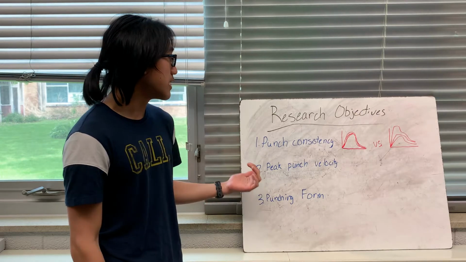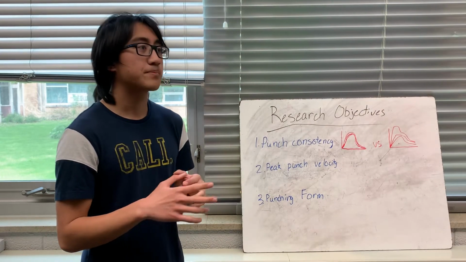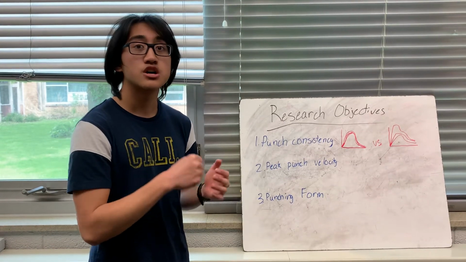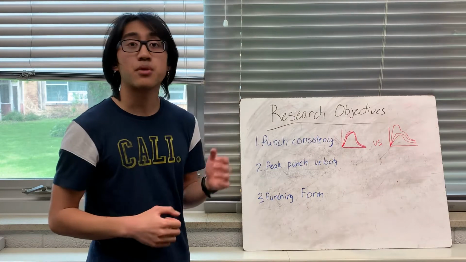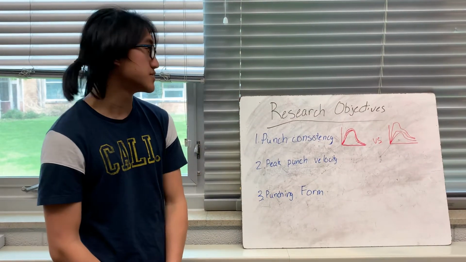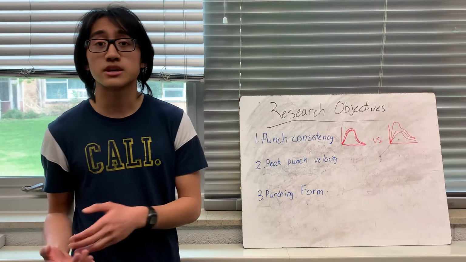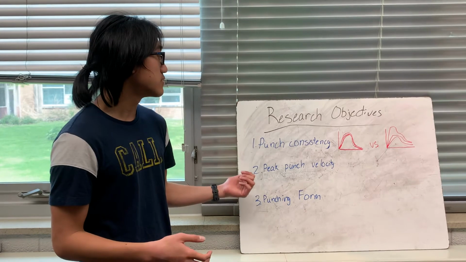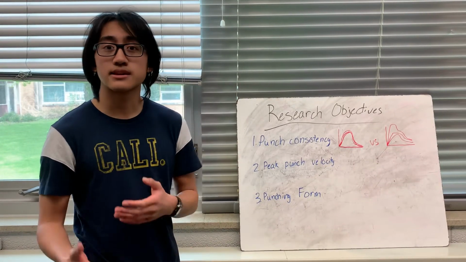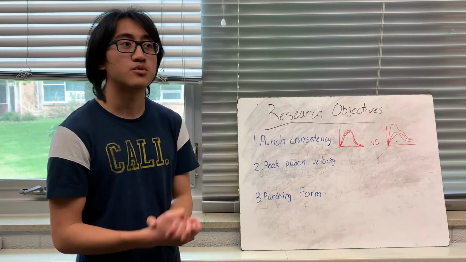Now for the second research objective, peak punch velocity: momentum is positively correlated with velocity, so how fast someone punches is going to be related to how strong their punch is. So as you might expect, if a higher ranking belt has a peak punch velocity that's higher than a lower ranking belt, then that plays into the belt system working.